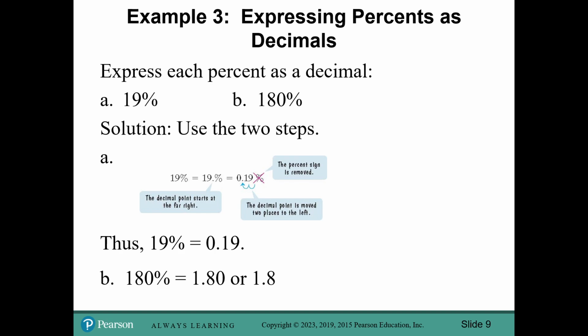19% as a decimal. I just want to move the decimal to the left 2 places and then get rid of the percent sign. So 19% as a decimal is 0.19. 180%. Going to move the decimal to the left 2 places, remove the percent sign. I'm looking at 1.80 or 1.8. So 180% is the same thing as 1.8.